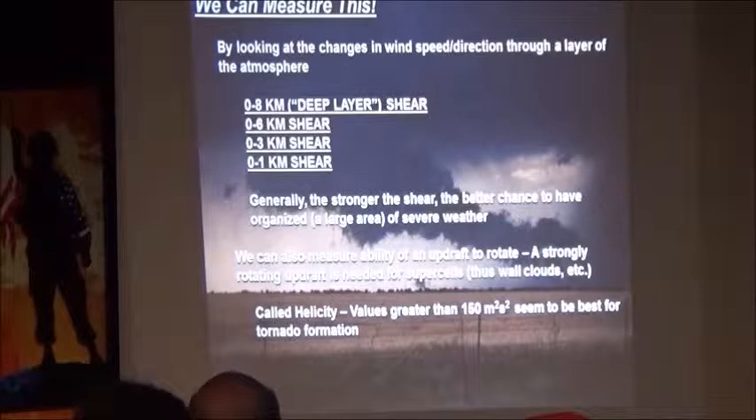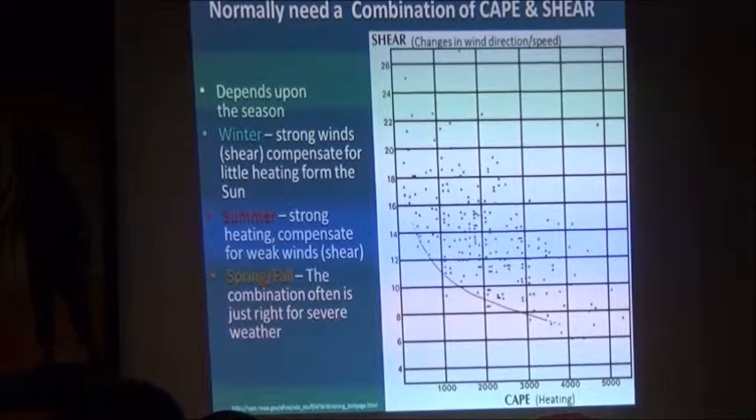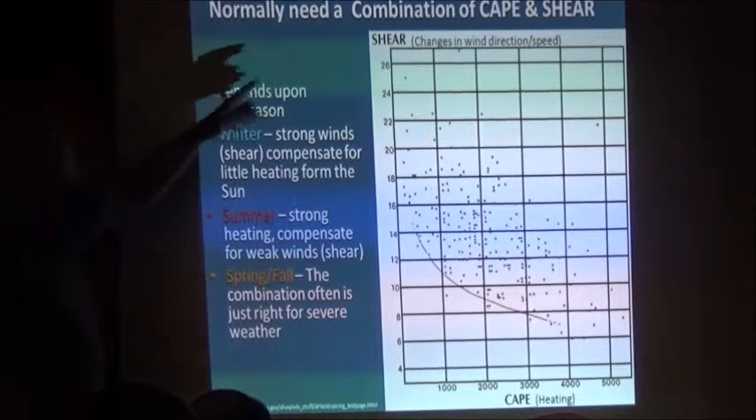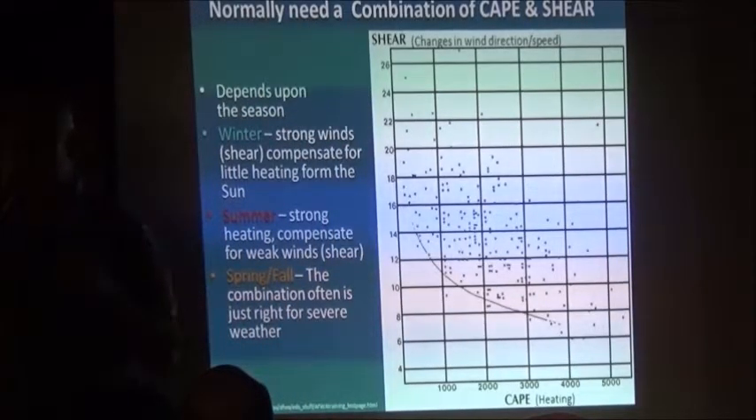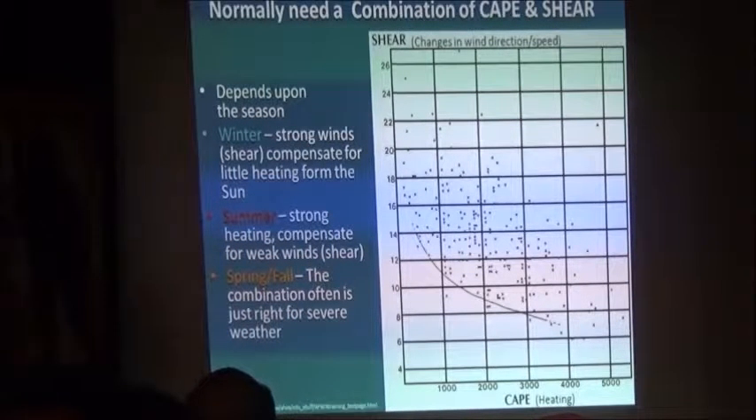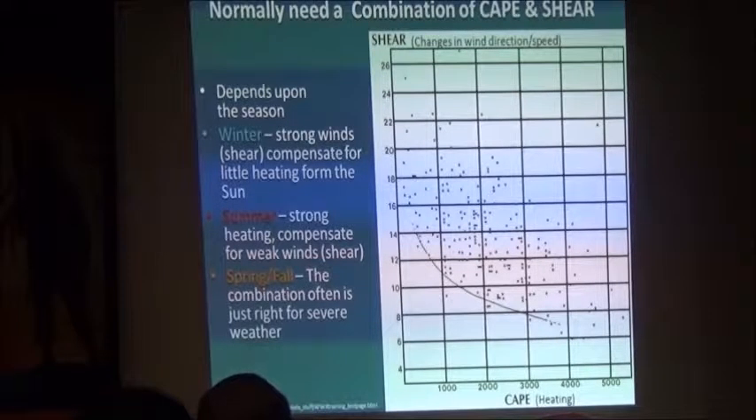We look at the CAPE and we look at the helicity a lot. If you only looked at two things and just got used to the numbers a little bit, that's what you could look at, the storm relative helicity and the CAPE. It would make some sense to you and help out possibly. But it's really a combination of the CAPE and the shear that determines if we get severe storms and if they're tornadic or not. And one can compensate for the other.